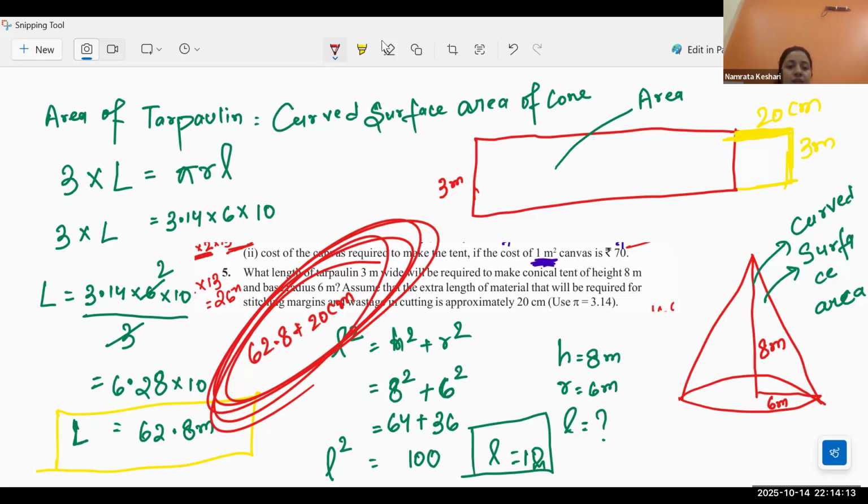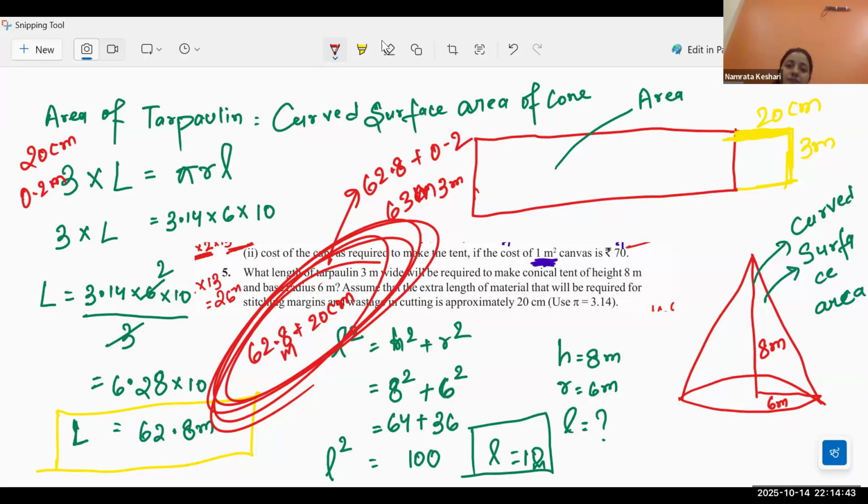Yes, ma'am. Okay. But this is in meter, that is in centimeter. So we will convert 20 centimeter into meter so that I can add and tell the proper length. So 20 centimeter means 20 by 100, that means 0.2 meter. And actually, when I bought it from the market, it was 62.8 plus 0.2. That means 63 meter.